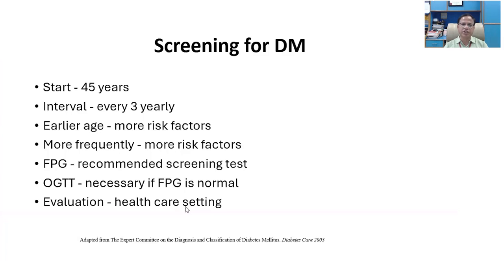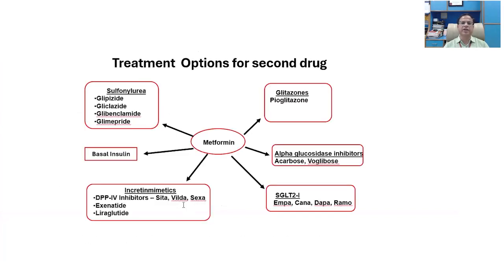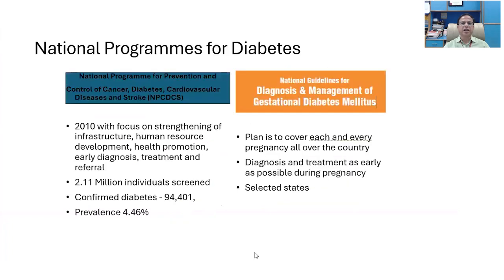Fasting plasma glucose is the recommended screening test. OGTT gives the best result, but is a little bit cumbersome in the public health setting. And once it's confirmed, the evaluation should be done in a public care setting. And once diagnosed, these are the various medical options. If it's not controlled with diet and exercise or lifestyle modification, we can use these medications.